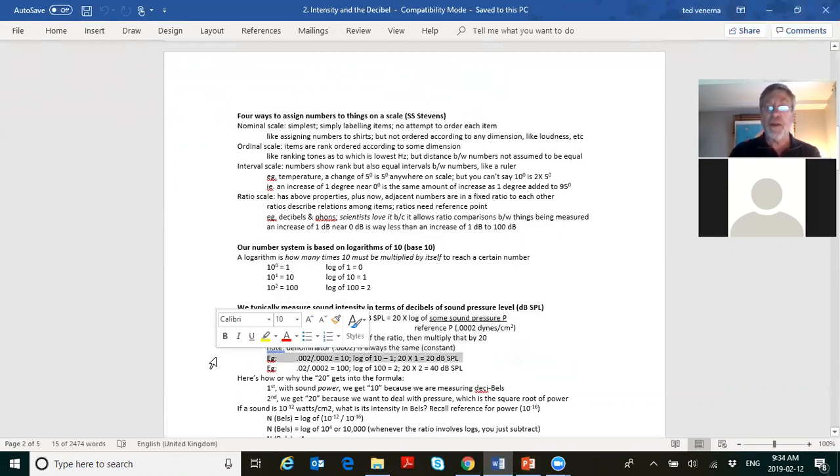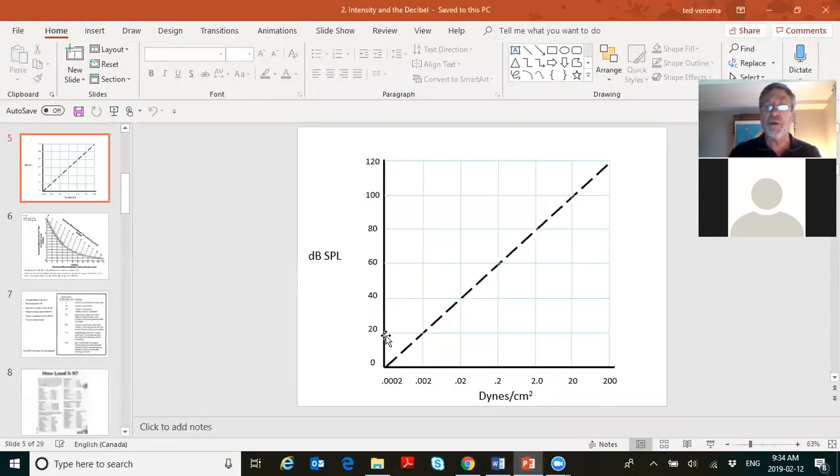So for example, if you had 0.002 dynes per centimeter squared hitting your eardrum, how many dBs is that? Well, 0.002 divided by 0.0002 equals 10. What's the logarithm of 10? Well, how many times does 10 have to be multiplied by itself to equal 10? 1. 10 times 1 is 10. 20 times 1 is 20 dBSPL. And look at our screen. Remember, the first number here on the top is 0.002. So let's look at our picture. 0.002. Yep, that's 20.